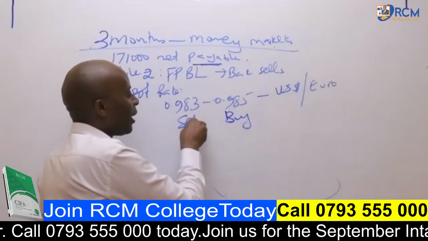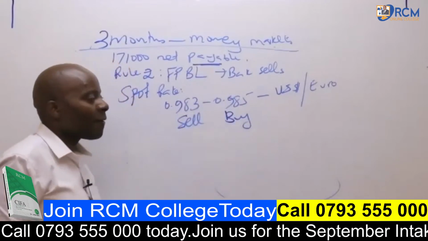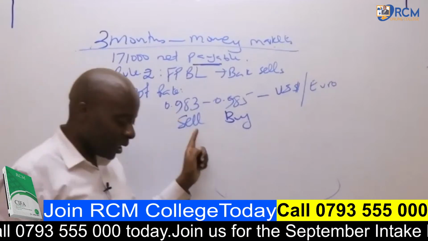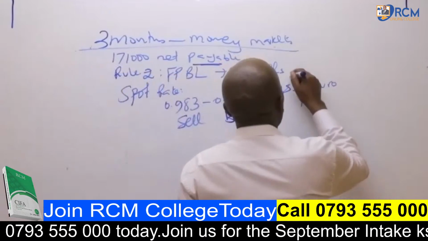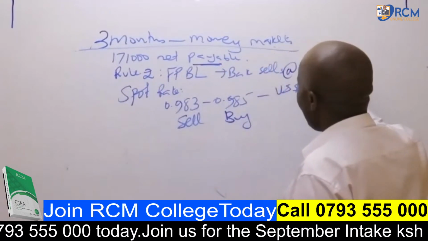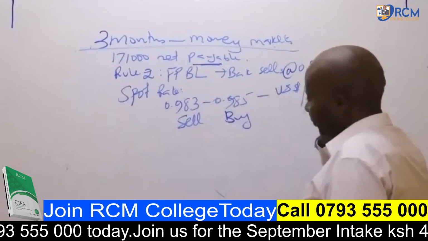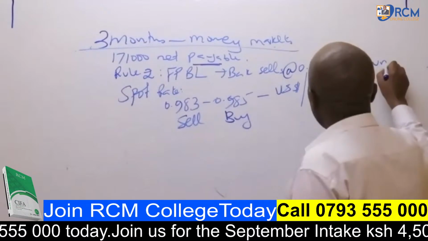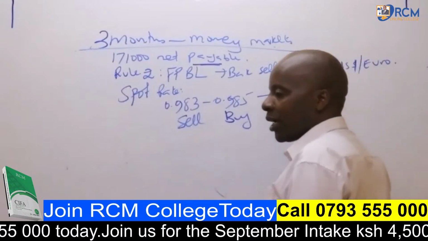This other one here becomes what here? Becomes sell. And you've just told us that the bank is selling. So the bank is selling, bank sells at 0.983, like that. US dollar per what year? Per euro. US dollar per euro.